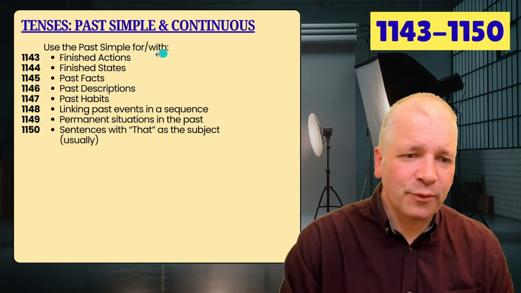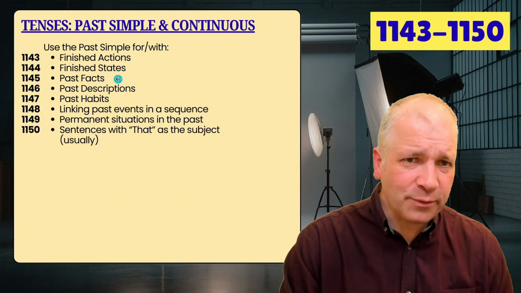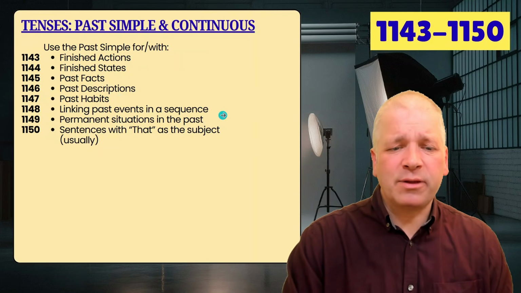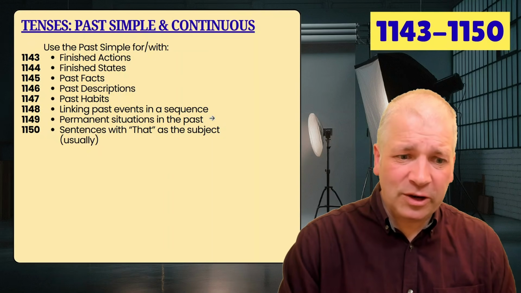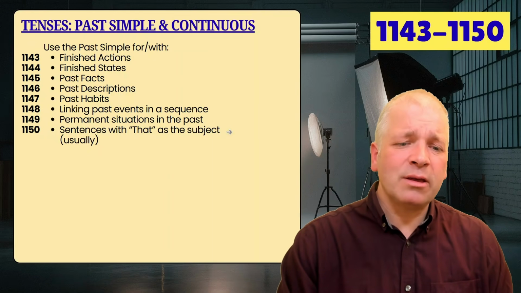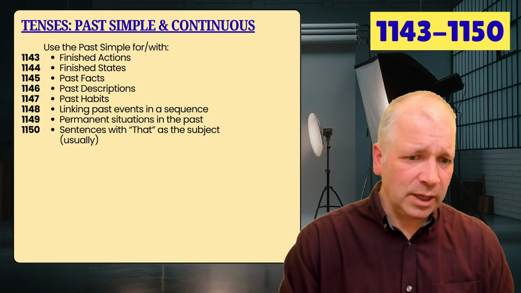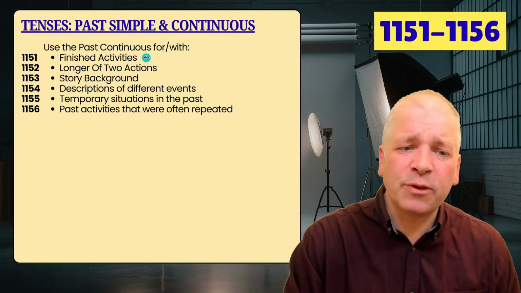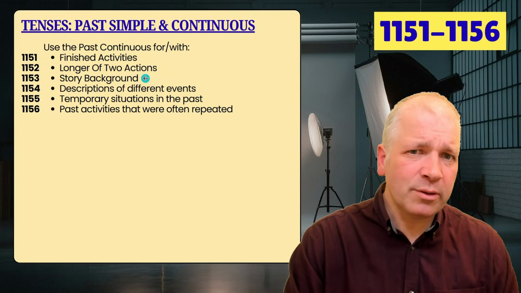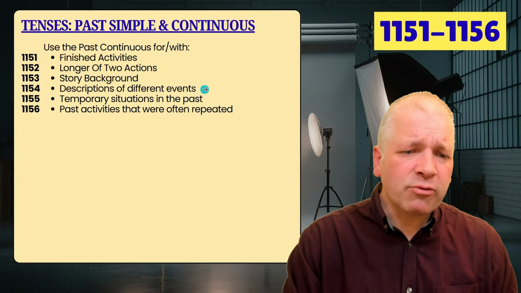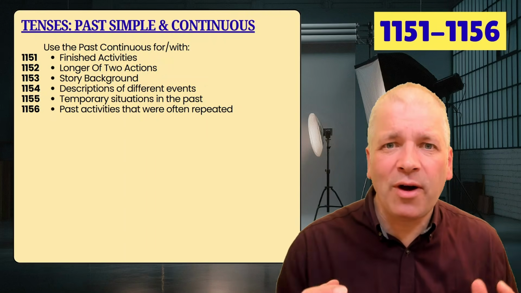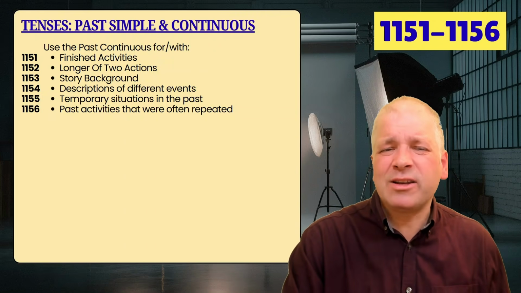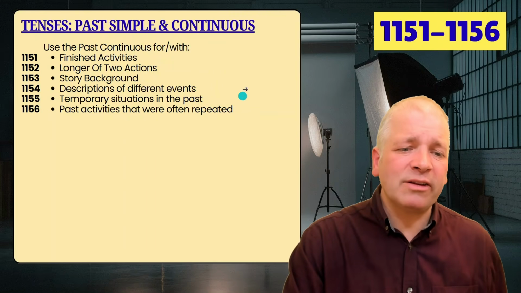Use the past simple for finished actions, finished states, past facts, so things that are not facts now, past descriptions, past habits, linking past events in a sequence, permanent situations that were in the past, or sentences with that as the subject usually have past simple rather than past continuous. The past continuous is with finished activities, the longer of two actions, background to a story, descriptions of different events at the same time where we don't progress time, temporary situations of the past, things that were not designed to be permanent but just for a short time, or past activities often repeated.